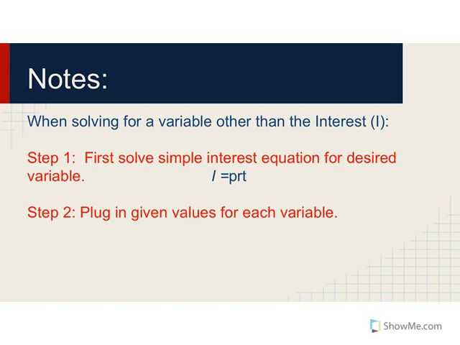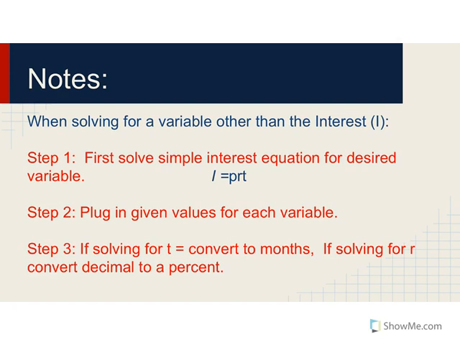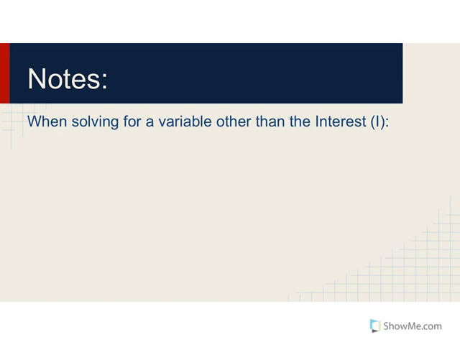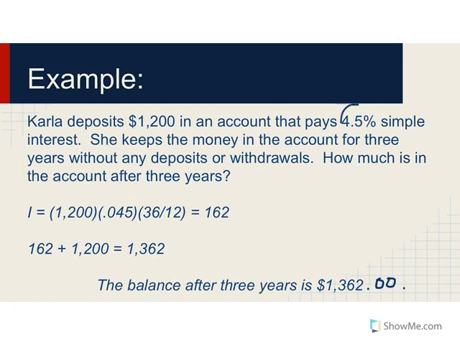Your second step is to plug in the given values for each variable. Again, we'll be identifying each of those and putting a question mark next to the one that we do not know yet. Your third step is, if solving for t, you're going to convert that to months, make sure we're in months that time. And if you're solving for r, we then have to convert that decimal to a percent. Because if you go back and see our actual examples, they are all in percents, so we want to make sure that we are giving the actual problem a percentage.